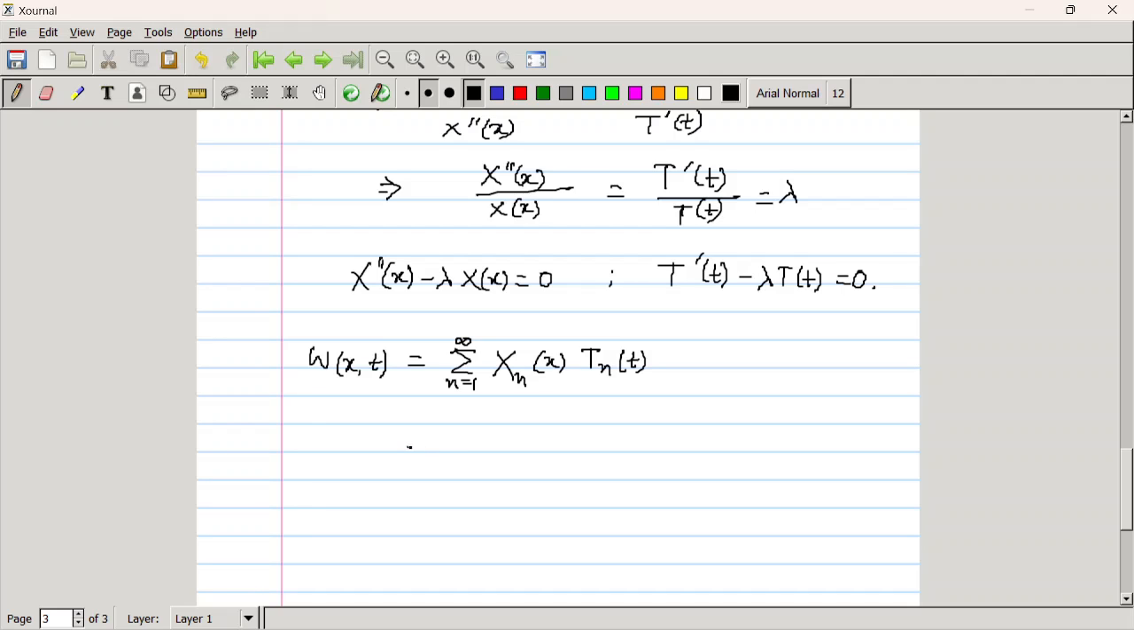So we get this type of function: a_n sine of (2n minus 1) pi x by 2 into the exponential, e power minus (2n minus 1) whole square pi square t by 4.